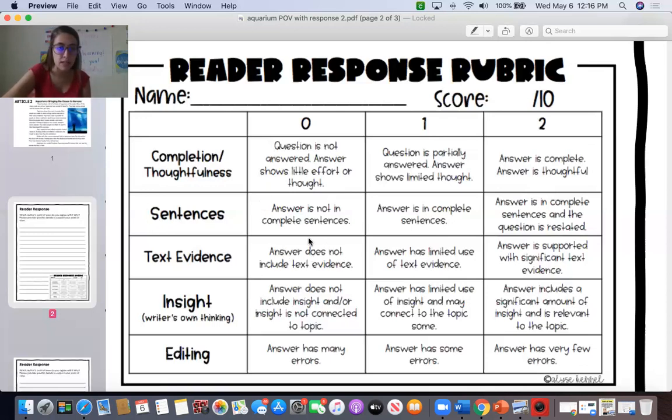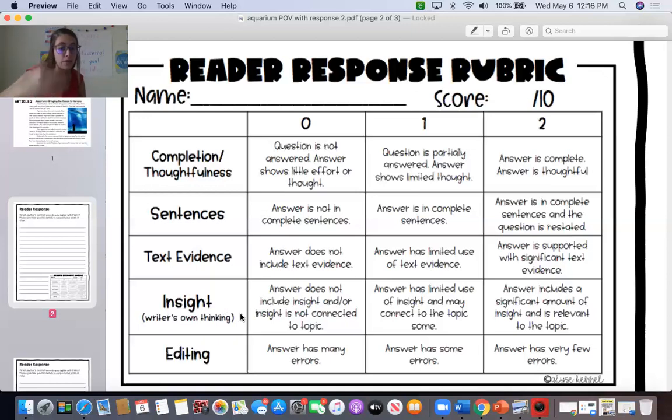The answer does not include text evidence. 1 point, the answer has limited use of text evidence. You give me a little bit. 2 points, the answer is supported with significant text evidence. So I would say significant text evidence is 3 pieces of text evidence from the text.